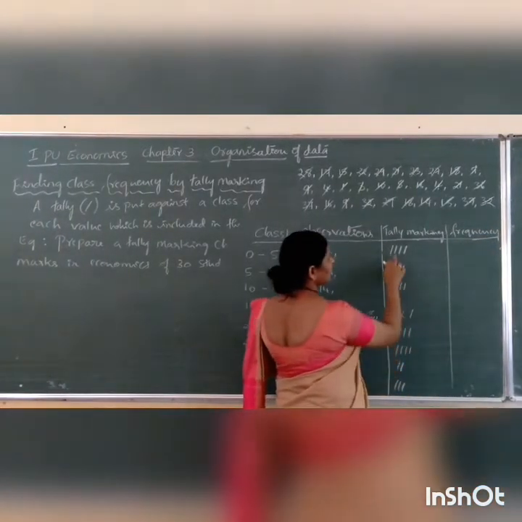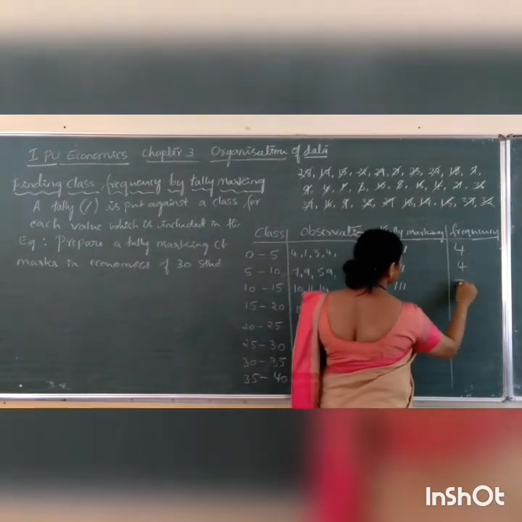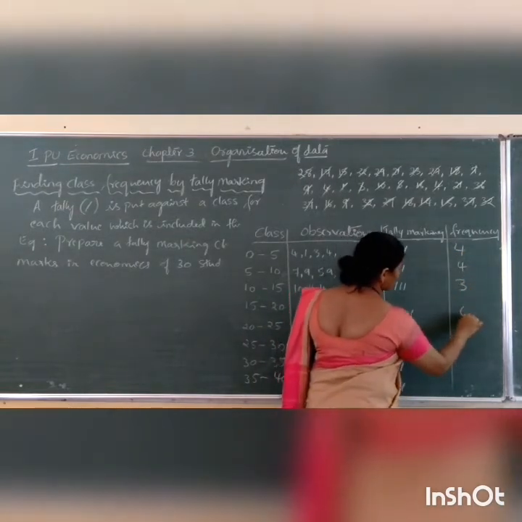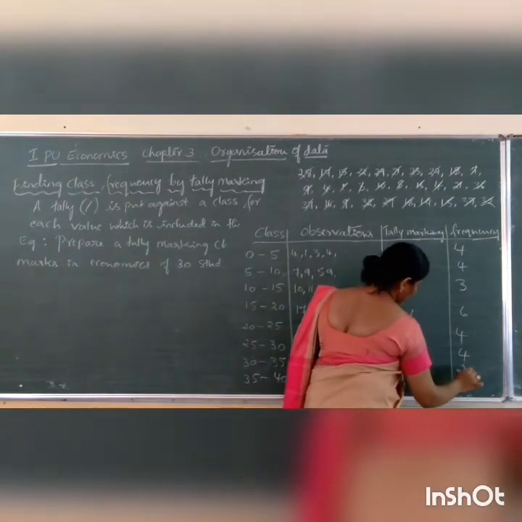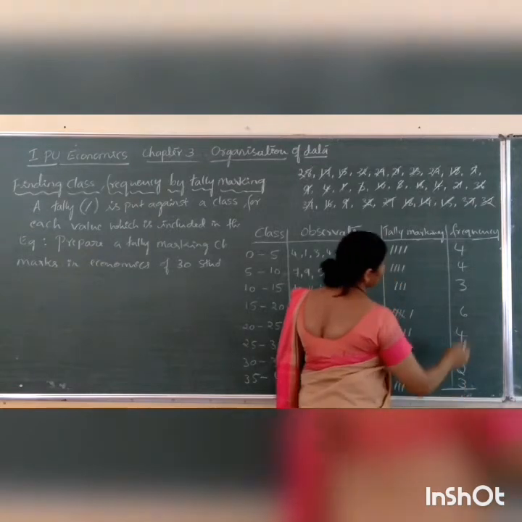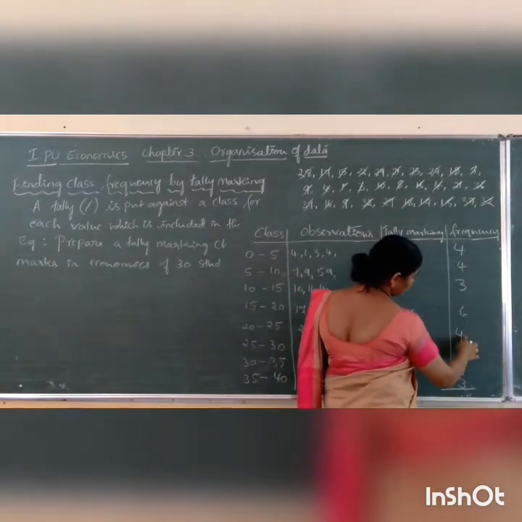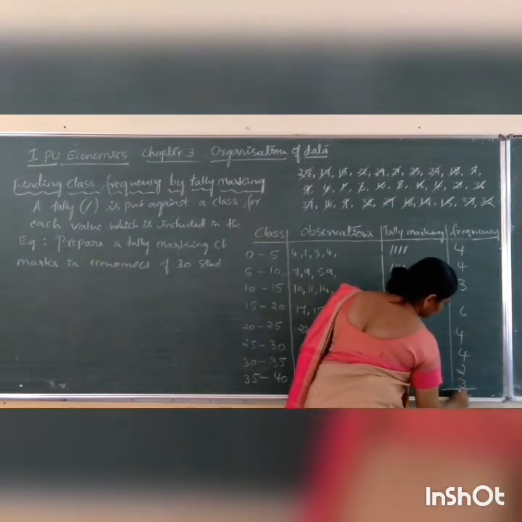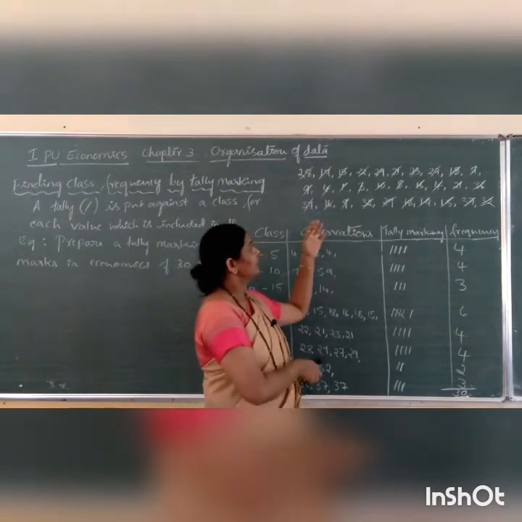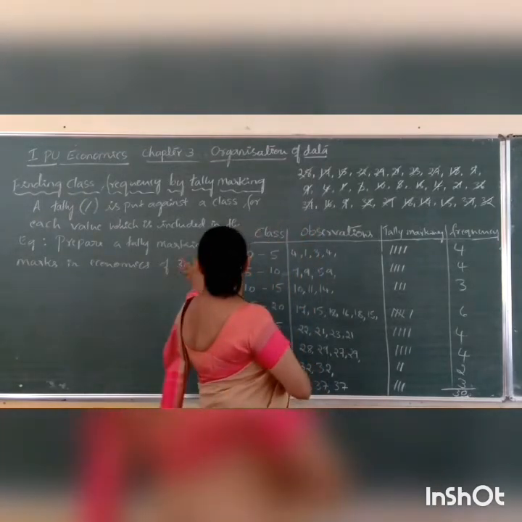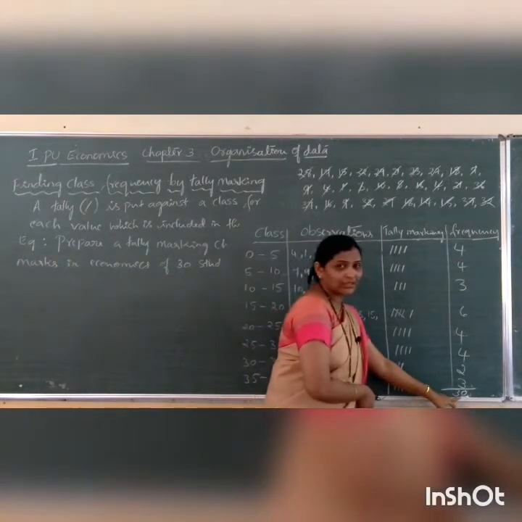How to write frequency? Count this: 1, 2, 3, 4. Here also 4. Here 3, 5, 6, 4, 4, 2, 3. So total 30. Here it is 30. So number of students 30. Okay. Here also we got 30.